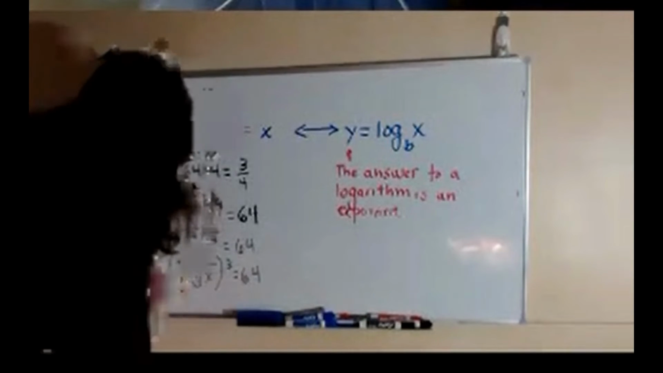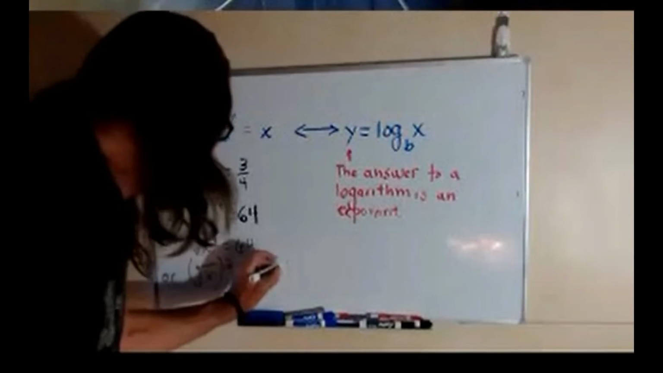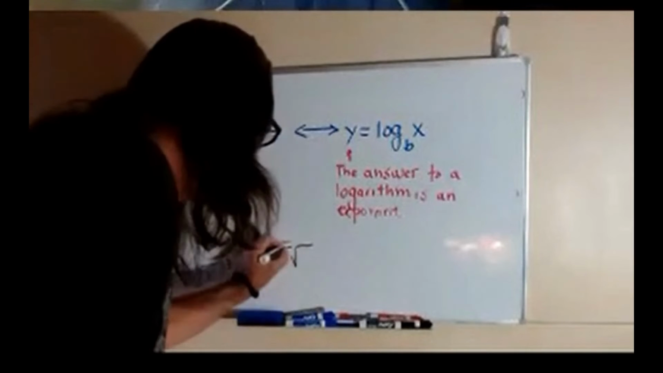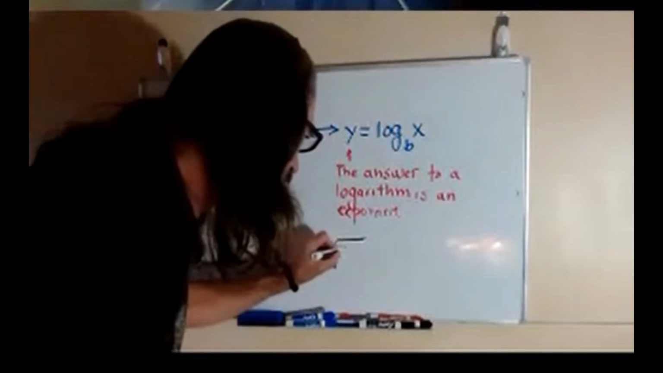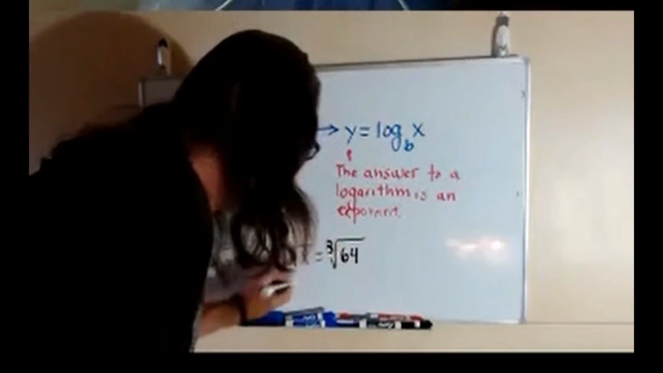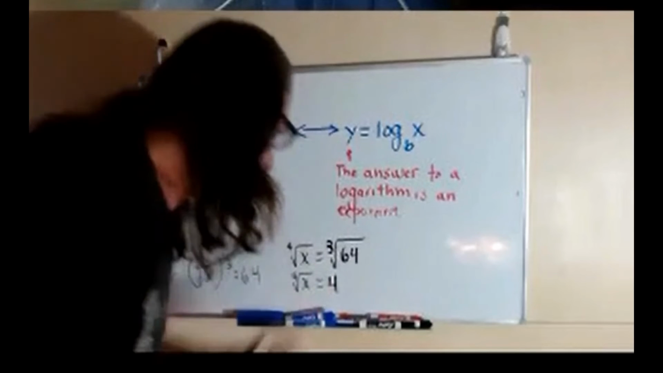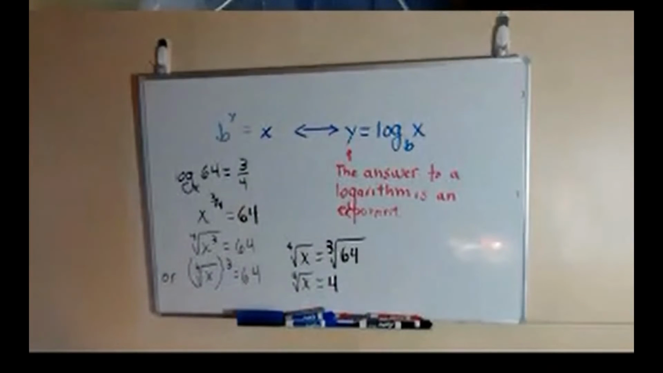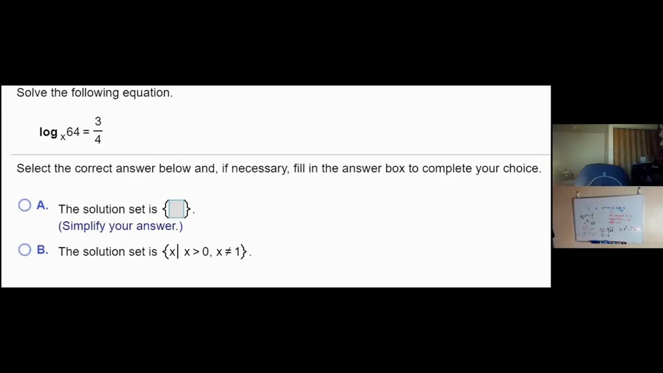That's actually going to give us something easier to deal with, because if I take the cube root of both sides, cube root of 64, it'll cancel on the left, and the cube root of 64 is 4. Now if I raise both sides to the 4th power, that cancels out on the left, you get 4 to the 4th, and that should equal 256.